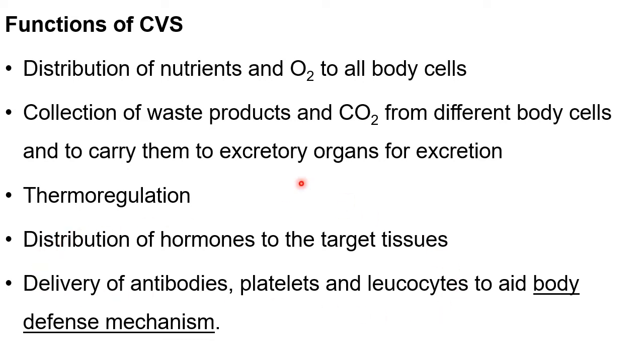Next important function subserved by the cardiovascular system is distribution of hormones from endocrine glands to the target tissues. It also helps in defending against foreign bodies and invading organisms by delivering the antibodies, platelets, and leukocytes to the area where the invading organisms have come.